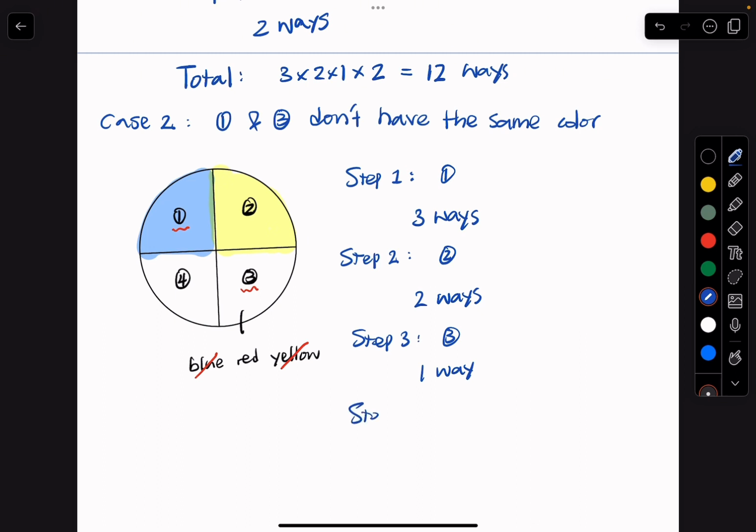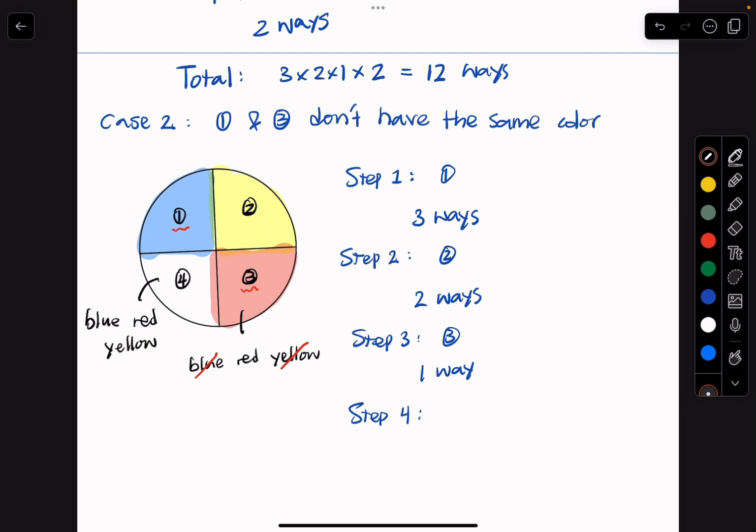Okay, and now we're gonna finish up this case by assigning a color to region 4. In this example, my third spot should be red, because that's my only choice. So let's look at the fourth region. I have blue, I have red, and yellow.